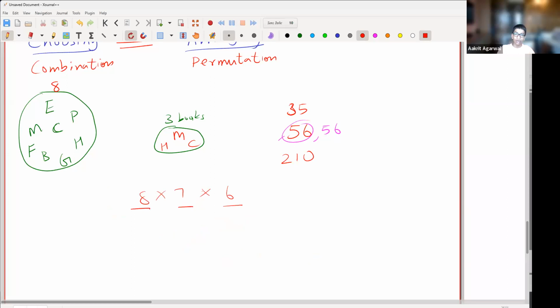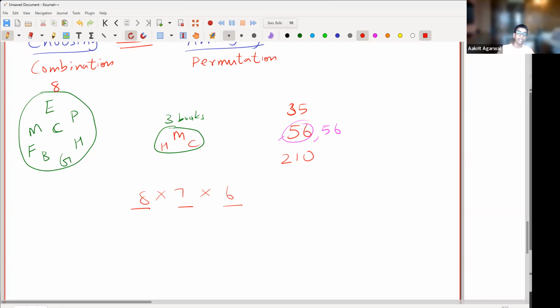But it doesn't matter if you take history first or if you take math first. So like history, math, and then computers. What is C? Yeah, history, let's say math, and chemistry. And chemistry, math, and history are the same combination.